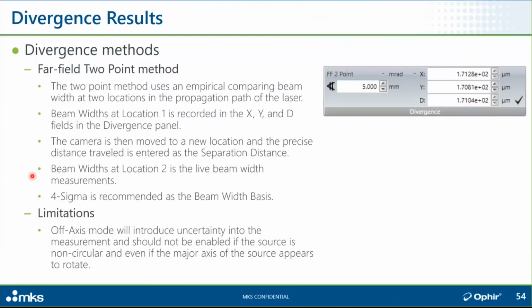For this mode, we definitely recommend that the 4 sigma method is your beam width basis. Also, this method is sensitive to angular rotation. You should disable the off-axis mode in beam gauge, which occurs automatically if you turn off off-axis calculations such as orientation, eccentricity, or ellipticity. Those 3 results, if they are turned off, then beam gauge is in an XY laboratory coordinate mode. You turn those on, then it turns to a major-minor rotational mode.